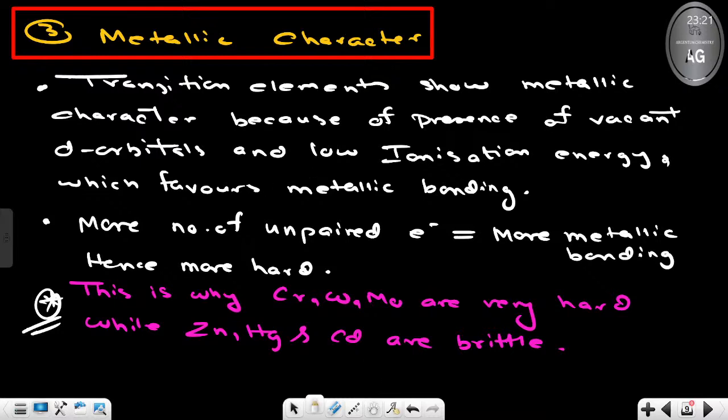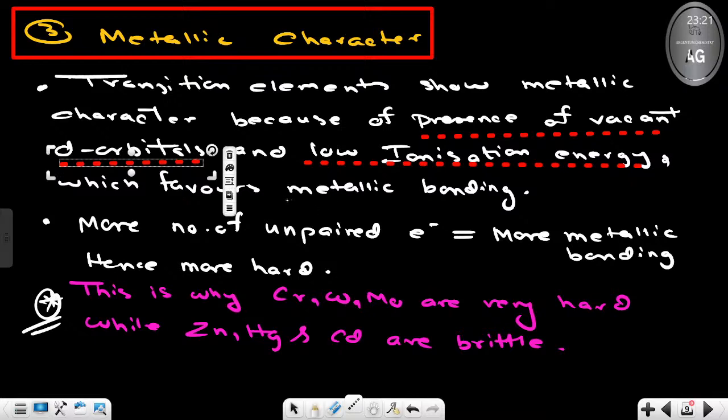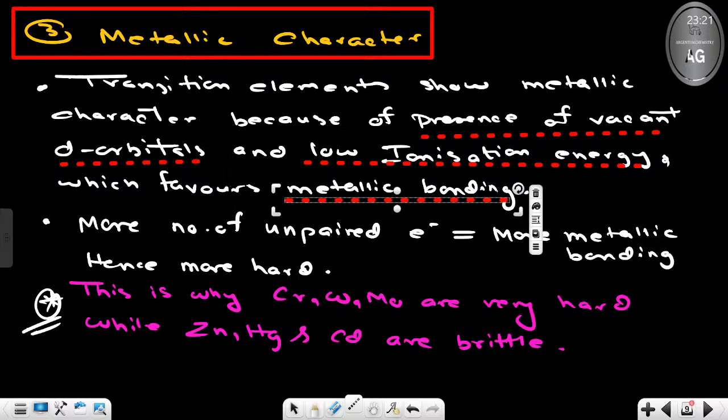Alright, so there are 2 points to note. First is low IP, presence of vacant d orbitals, and metallic bonding. Very important. Main point is metallic bonding. And why metallic bonding? Because of those two reasons.